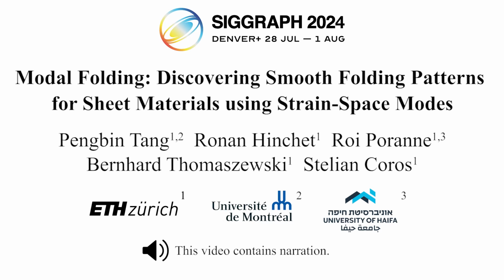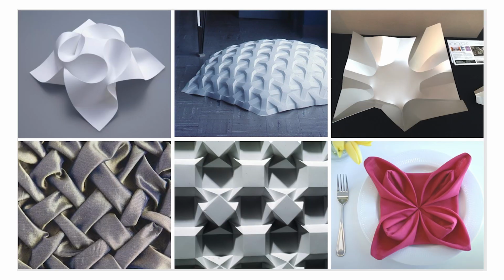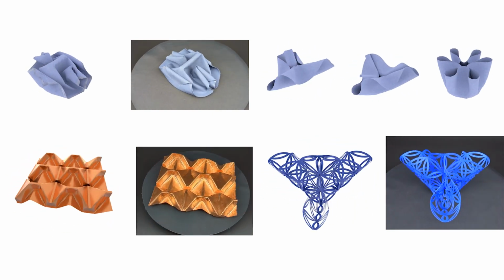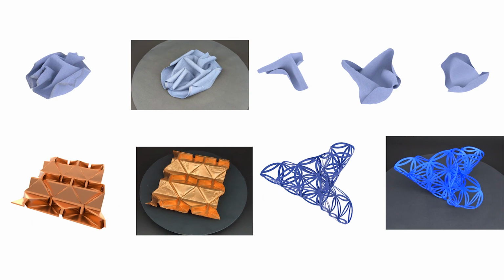We present modal folding, an automated method for discovering folding patterns using strain space modes. Folding transformations are used in many aspects of daily life, including arts and crafts, interior design, architecture, and engineering. However, discovering folding patterns is a challenging problem and computational tools are scarce. In this work, we present modal folding, a novel approach for automatically discovering folding patterns of sheet materials.